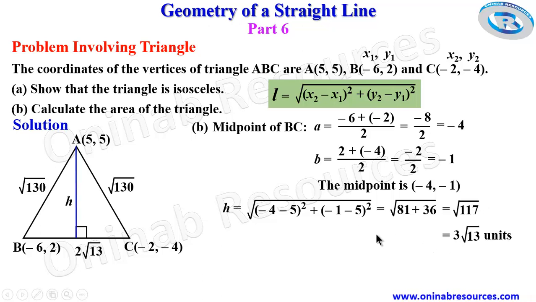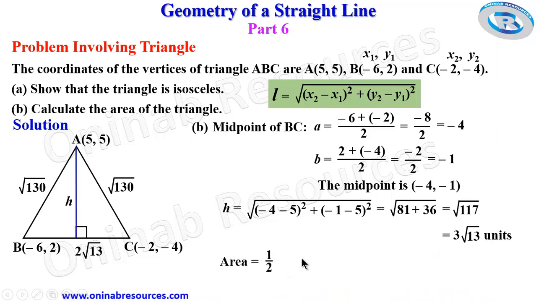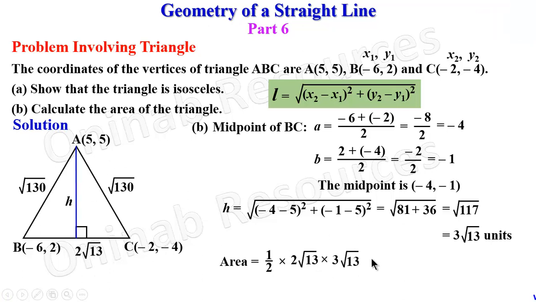So we've gotten our height, and the area of a triangle is half times base times height. Our base is 2 root 13, multiplied by the height, which is 3 root 13. We cancel the 2 with the half, and we are left with root 13 times 3 root 13, and that will give us 39 square units. That represents the area of the triangle ABC, which is the solution of problem B.